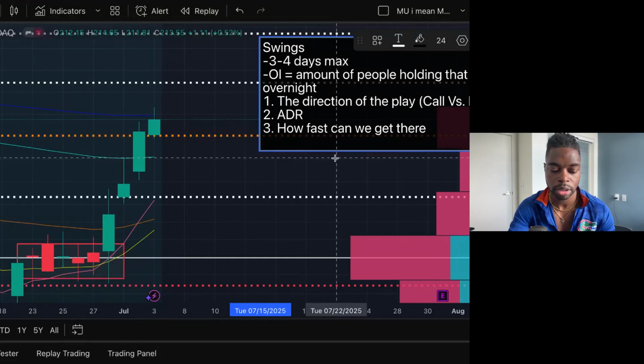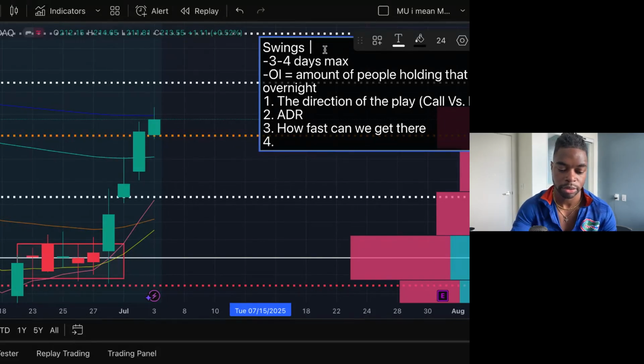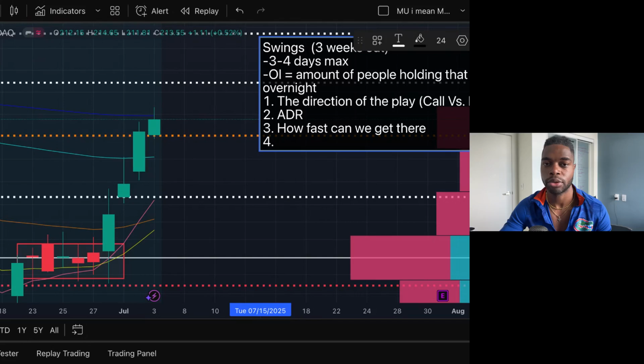And I don't want to be holding the option contract too long, especially if I'm getting a contract that's only 3 weeks out. Every day that I hold that contract is going to lose value automatically because of theta. Okay, the time decay. Options are wasting assets.